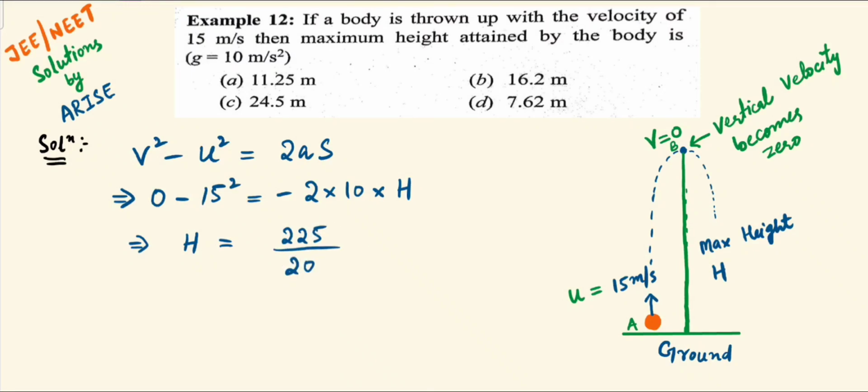Cancelling out the things, we will get 20 into 10 is 200, 20 into 11 is 220. So 11.25 meters will be our answer. So the correct option is option number A.